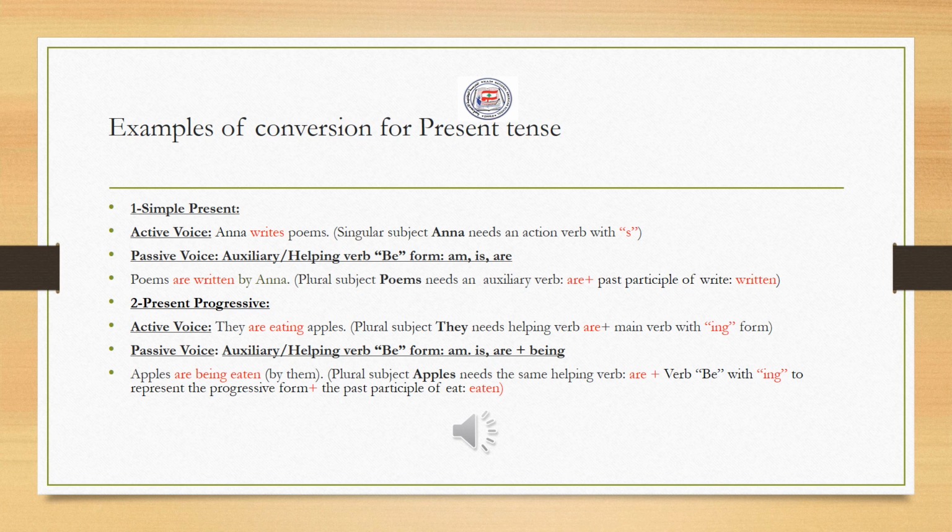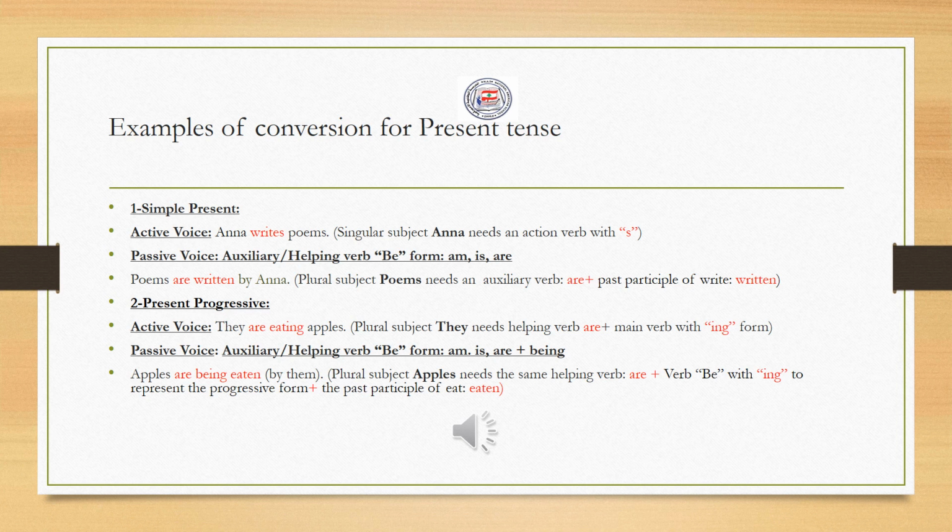Now let's move on to the present progressive. The active voice sentence is, they are eating apples. In order to change the given sentence into the passive voice, we have to change the place of the object apples to become the subject of this sentence. We also use are with the subject apples because it's in the plural form.